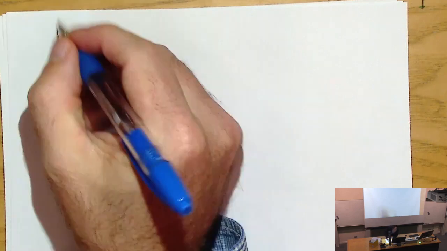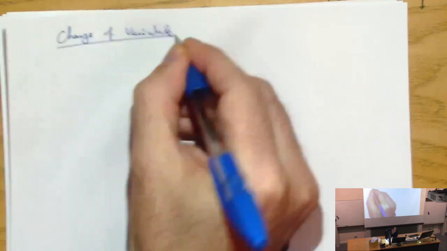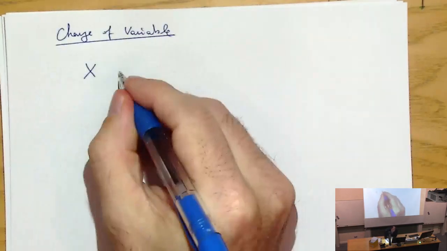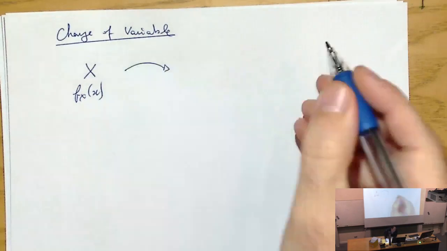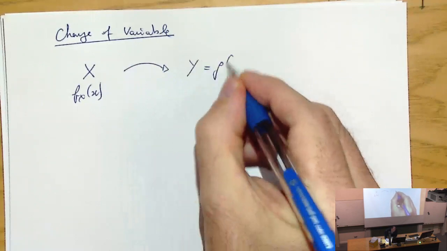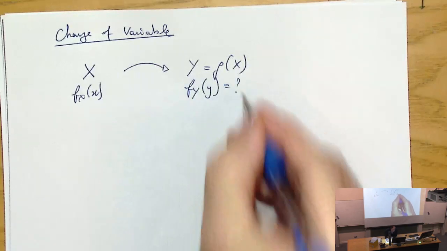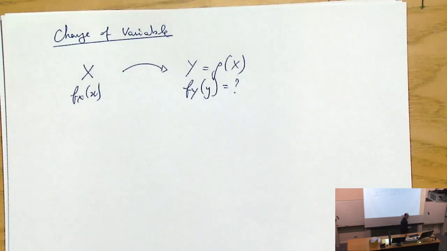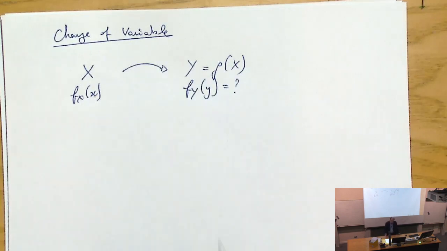Okay, so let's move on to another problem. Let's imagine now that I have a random variable x, and I know the probability density function of x, and what I'm interested in is a random variable y that is a function of x. And what I'm interested in is the PDF of y. So I know the PDF of x, I know that I have a certain function of x, and what I want is the PDF of this new random variable y.